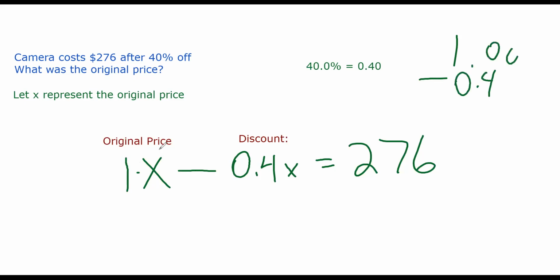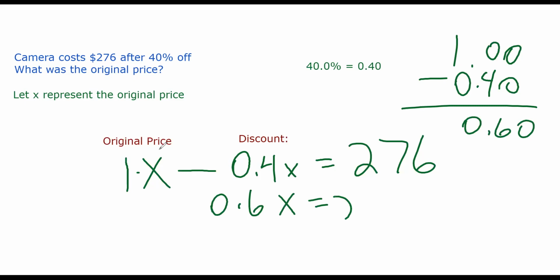It's a lot like 100 minus 40, but with a decimal. So we're going to end up with 0.6x equals 276. Hey, wait a minute, that makes perfect sense. I got 40% off the camera, which means I still am responsible for 60% of the camera's price. 100 minus 40 is 60. And so all this is saying is that 60% of the camera's original price is equal to 276, which is exactly what it should be, because that's what I'm paying for.